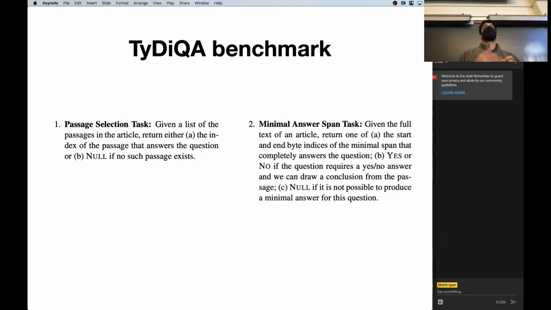One, which is different than SQuAD, is that you're given an entire article and a question, and you're asked to find which paragraph in this article answers the question. The second task is, given the question and the article, find the span of text in the article that answers the question. So this is much harder. And then there's a third setting, which is the replica of SQuAD, where you're given the gold passage that has an answer in it, and you have to find the span. So this is the one that people commonly evaluate on because it's the easiest one.